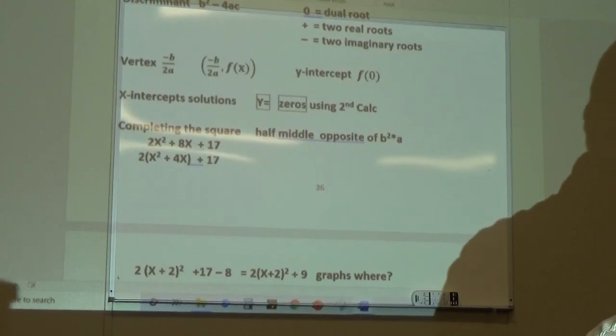All right, so turn to page 184, and I've already talked about this. This is the nature of solutions given the discriminant. If the discriminant is negative, what does that tell you?